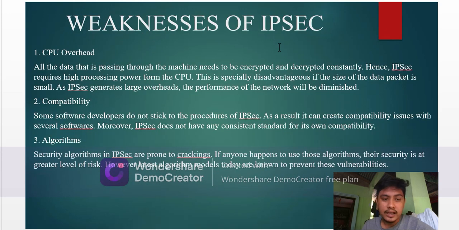Weakness of IPsec. CPU overhead. All data passing through the machine needs to be encrypted and decrypted constantly. Hence, IPsec requires high processing power from the CPU. This is especially disadvantageous if the size of the data packet is small, as IPsec generates large overhead and performance of the network will be diminished.